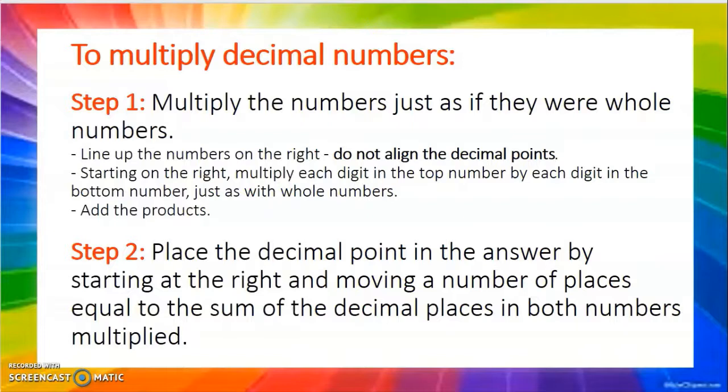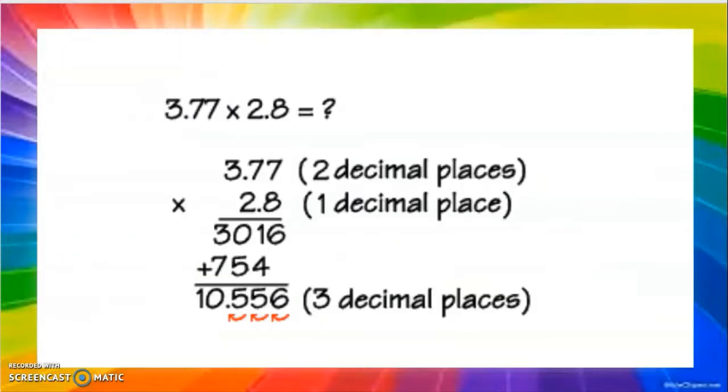Second step, place the decimal point in the answer by starting at the right and moving a number of places equal to the sum of the decimal places in both numbers multiplied. For example, 3.77 times 2.8. So just multiply the normal way, then after adding the products, we're going to count how many decimal places.